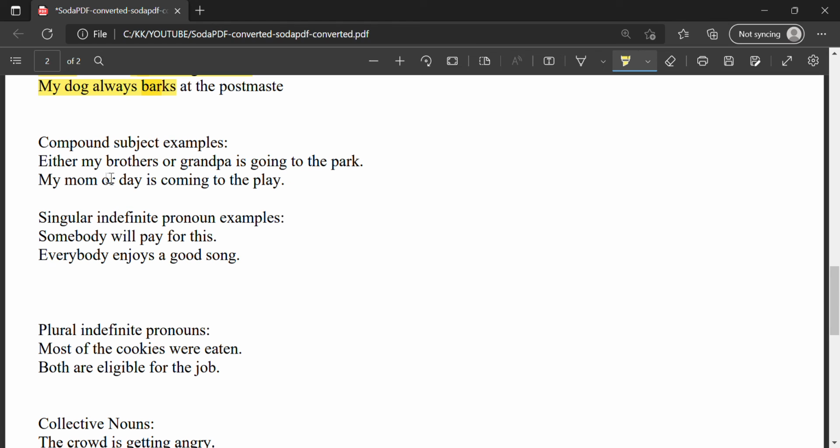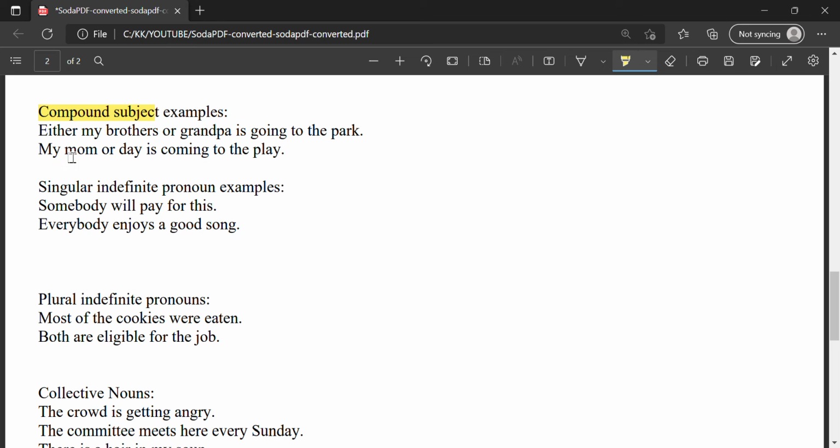Compound subject. So I'll be giving you the example of compound subjects. Either my brothers or grandpa is going to the park. What happens here is the grandpa and the brothers. See, brothers plural, grandpa singular, but since we are using either here, we got to take a singular verb here.